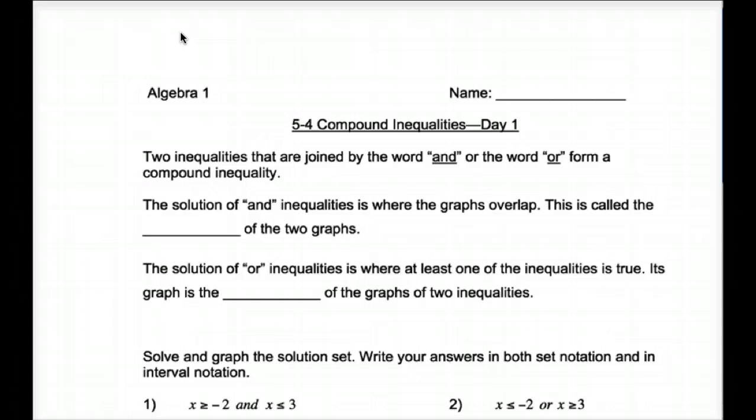Now, the solution of and inequalities is where the graphs overlap. You're going to look for the overlap of the graphs. This is called the intersection of the two graphs. Where do those, with and ones, where do those two graphs intersect? That's what you're going to look for. When we do an example, that'll clear up.